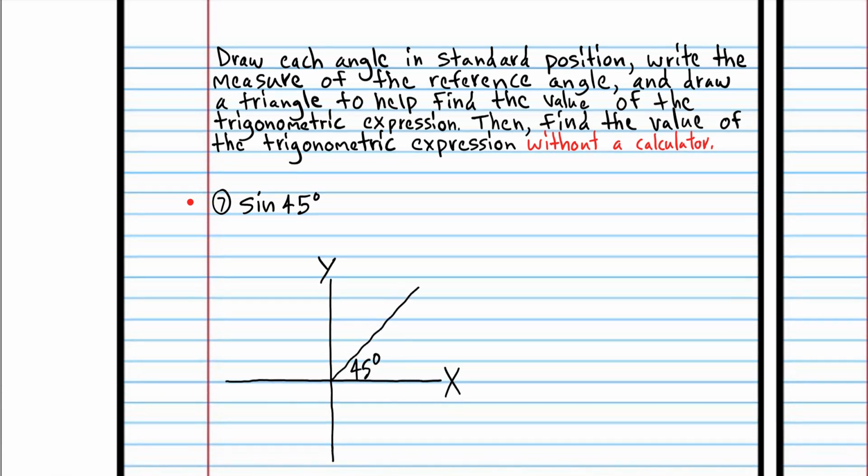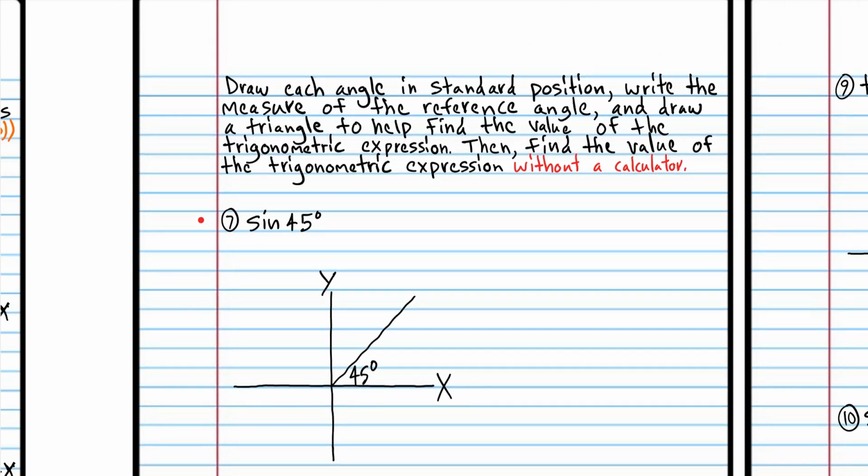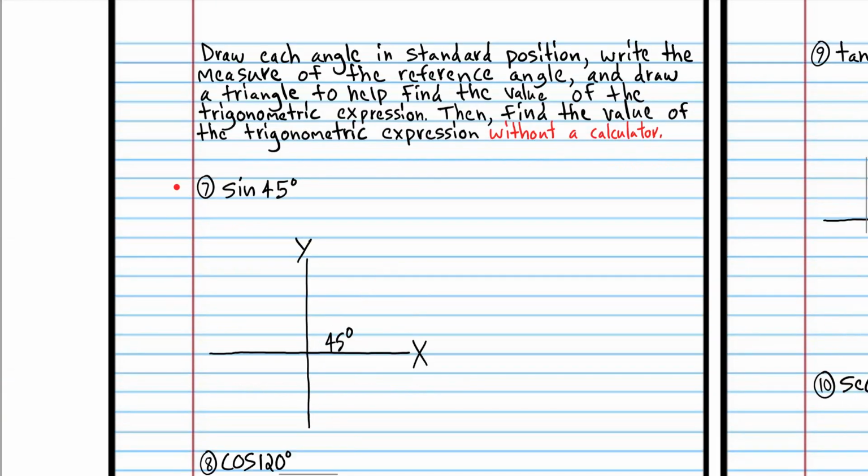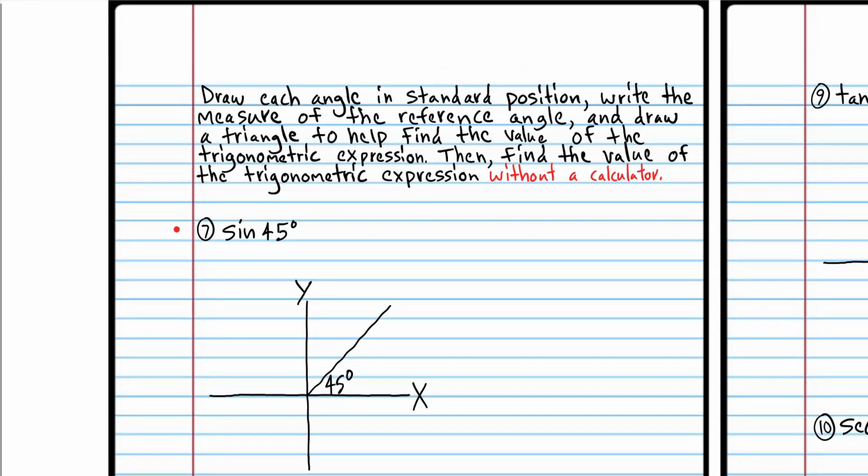Let me draw that again. So the vertex is at the origin, the initial side is on the x-axis. So we drew in standard position, and 45 degrees is the reference angle in the first quadrant. The first quadrant is the only quadrant where the actual angle is the same as the reference angle. And it says draw a triangle to help find the value of the trigonometric expression.